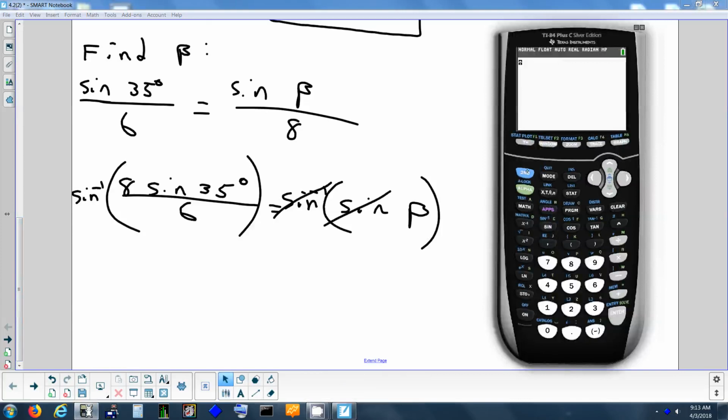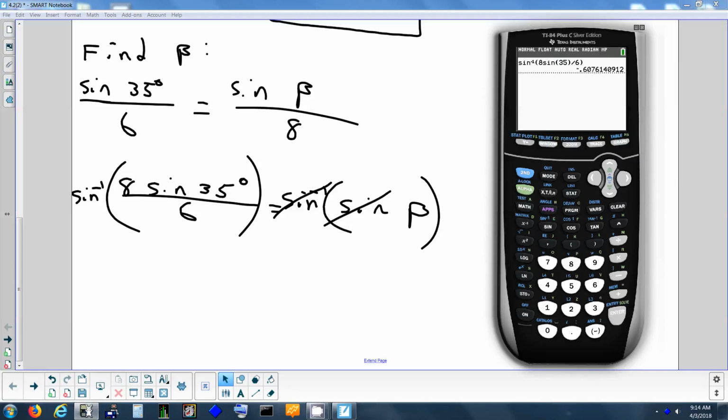So we've got second inverse sine, 8 sine 35. Make sure you close that parenthesis. Divide by 6. And now I got negative 0.607. Clearly I shouldn't be getting a negative angle. So what did I do wrong? If that happens to you on the test, you got to figure it out yourself. What's wrong here? I did the same thing and I got 49.86. That's what you should get.